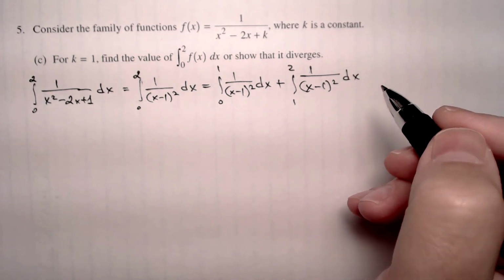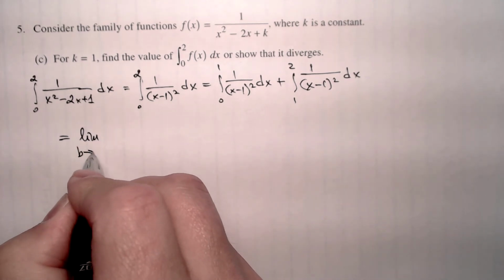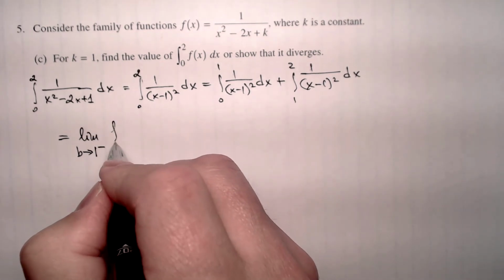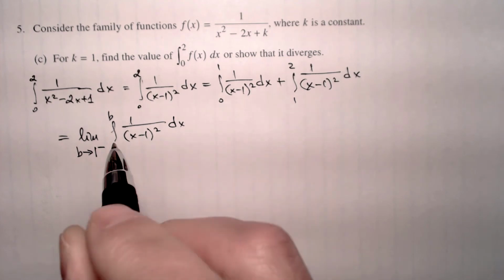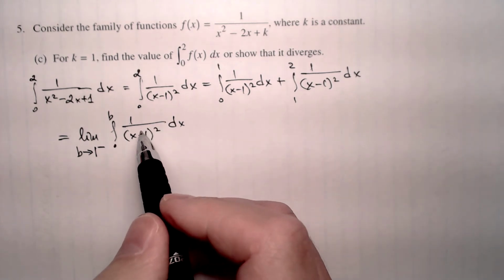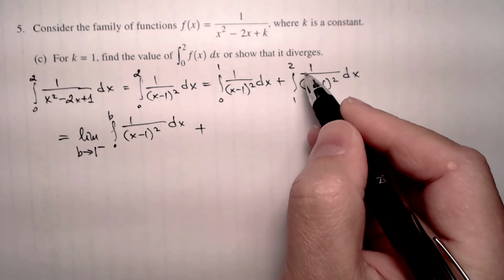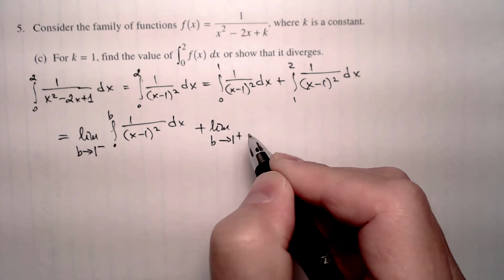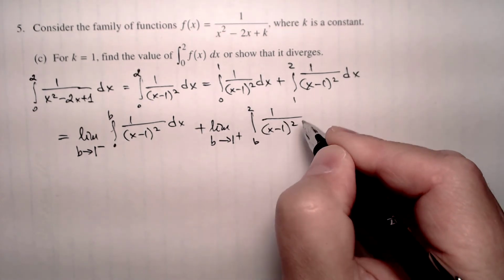And because this is an improper integral, we define this as a limit, as b goes to 1 from the left, where b is such that this is the integral from 0 to b of 1 over x minus 1 squared dx. So the upper limit here approaches 1 from the left, and we find the value of this integral by the definition of improper integrals. Plus the second integral is also an improper integral, and so the limit as b goes to 1 from the right of the integral from b to 2 of 1 over x minus 1 squared dx.